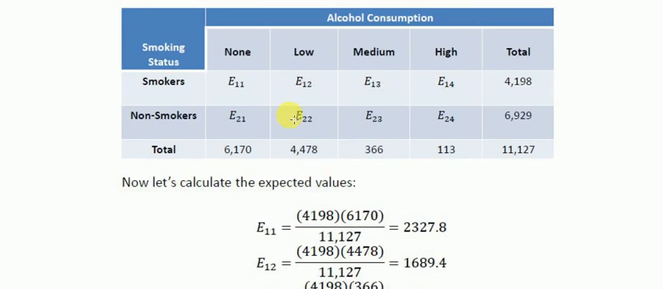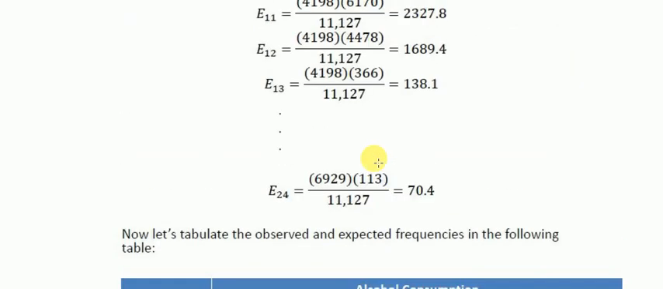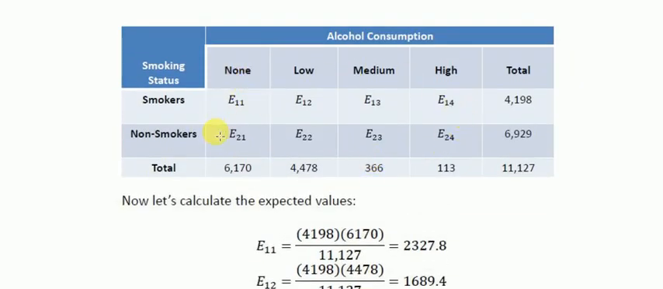Let's pick another cell at random just to see how we do that. For the expected frequency of this cell, we multiply the row total, which is 47198, by the column total, which is 4478, and divide it by the total sample size, which is 11127. This comes out to be 1689.4, which is written over here. We do it for all the cells, except for the cells which represent the totals.